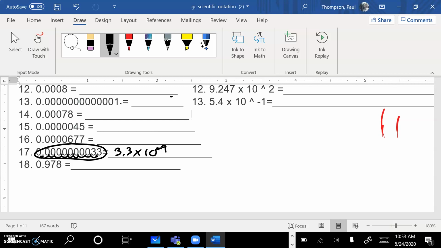So when you're converting numbers into scientific notation, you're basically just counting how many spaces the decimal is moving over, either to the left or to the right, and whether the number is greater or less than 1.